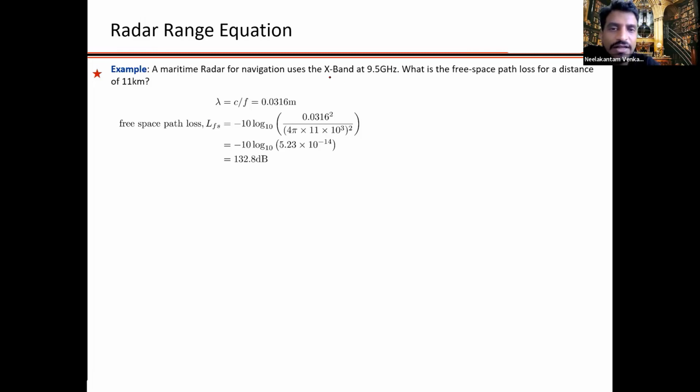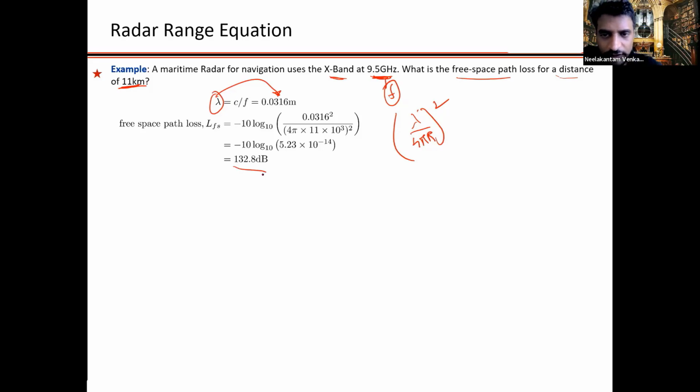If you're operating a radar at the X band at 9.5 gigahertz, what is the free space path loss for a distance of 11 kilometers? So given the frequency, you can figure out the wavelength. Once you figure out the wavelength, you can figure out lambda over 4 pi r, the whole square.